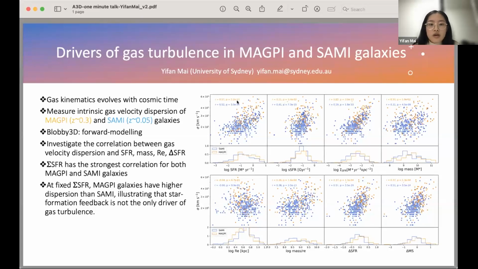I investigated the correlation between gas velocity dispersion and the star formation rate, stellar mass, half-light radius of H-alpha emission, and also the delta star formation rate. I find that for both SAMI and MAGPI galaxies, star formation rate surface density has the strongest correlation to the gas velocity dispersion, and also find that at fixed star formation rate surface density, MAGPI galaxies have higher dispersion than SAMI galaxies, demonstrating that star formation feedback is not the only driver of gas turbulence. And also MAGPI galaxies might live in an epoch that has high gas accretion from the environment. Thanks.